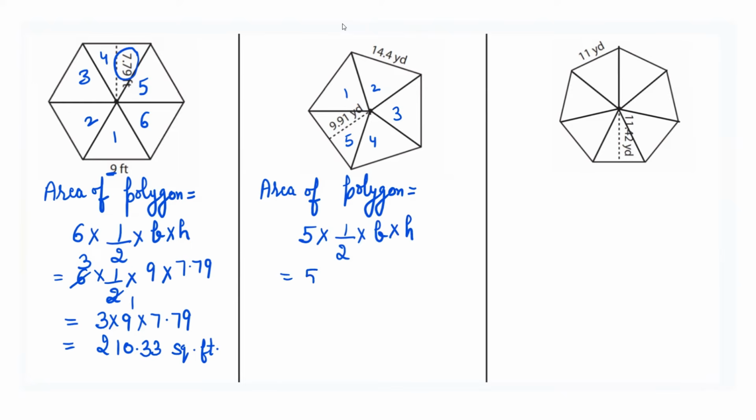The value for the base is equal to 14.4 into 9.91. So when you solve all this, you will get the answer equal to 356.76 square units.